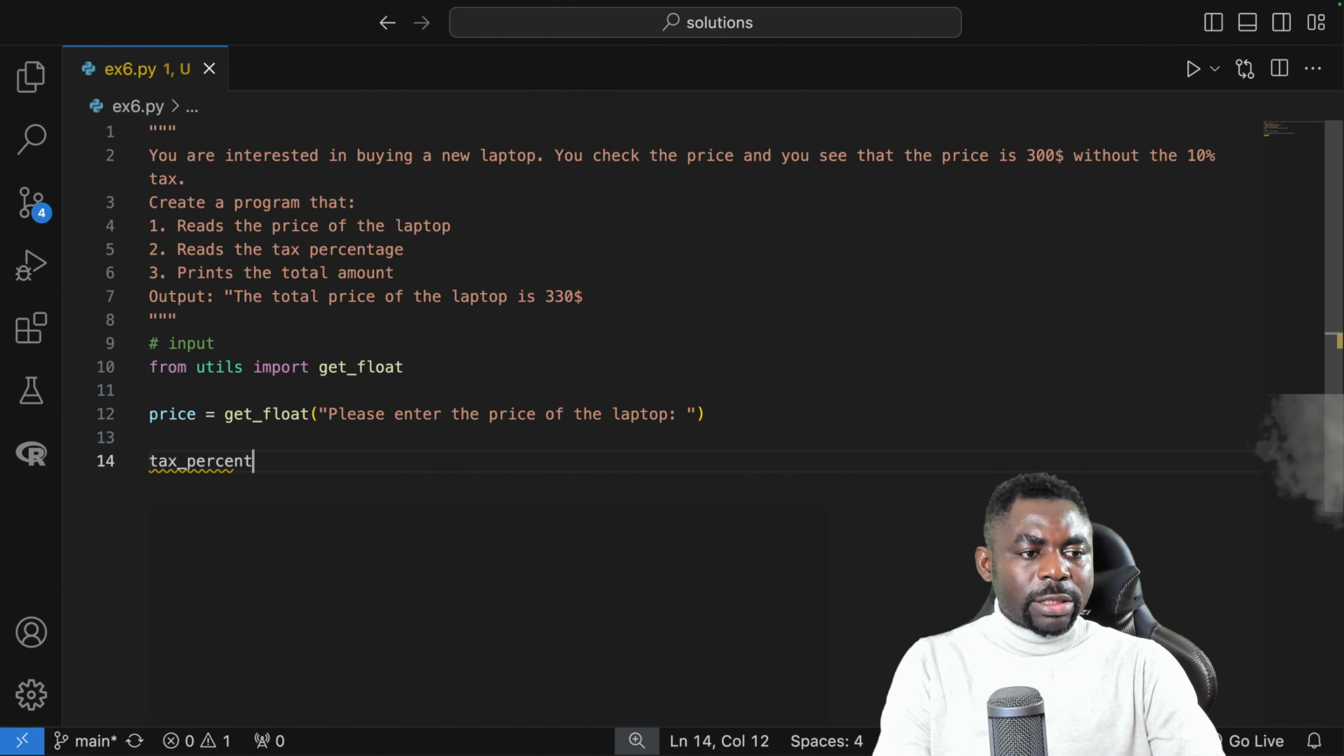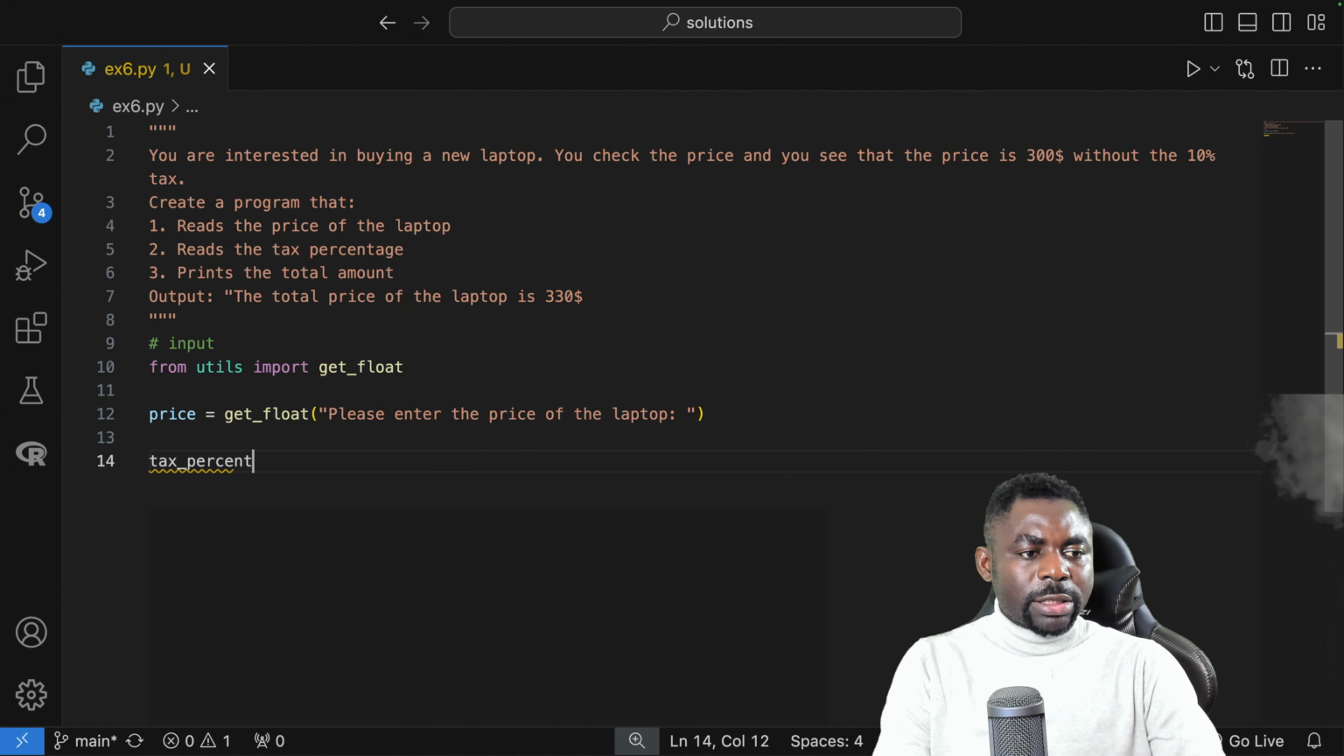Percent equal, this will also be a float. "Please enter the tax percent." And when we get this, we process this information. Note that the percentage we get, if they say 1%, 1% means 1 divided by 100. Don't forget that. We've seen this before in this exercise.